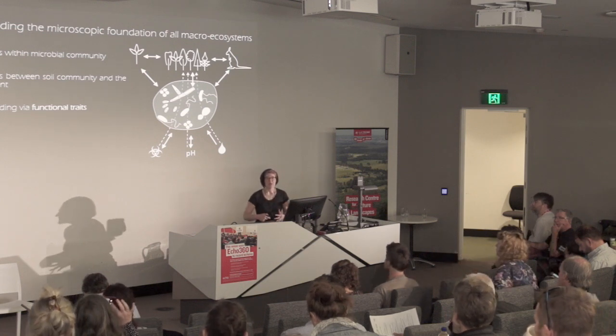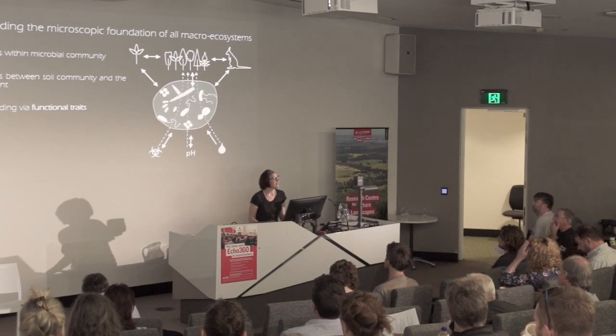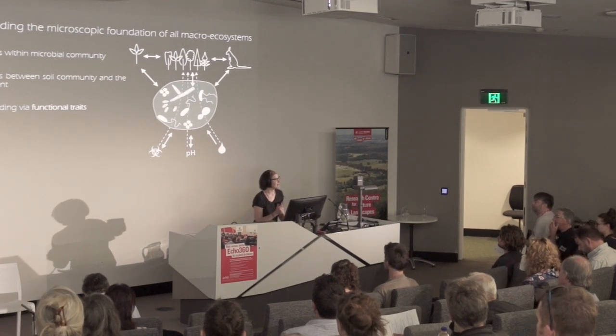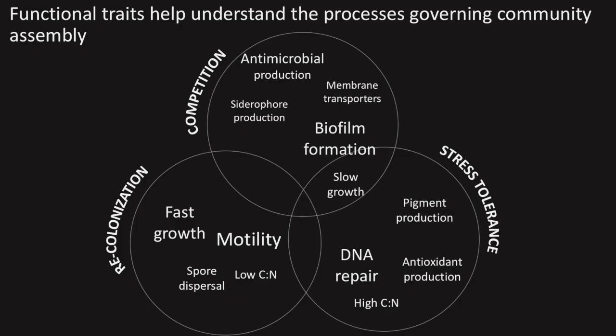Now, the thing that makes my research a little bit unique is that I think the best way to understand these communities is by using functional traits. And let me explain what I mean by this. The reason functional traits are great is, firstly, they allow us to look at the community and see what it's doing. Unlike a traditional microbial taxonomic approach, where we just get a list of names of who's there, functional traits tell us a bit about what the community is doing.